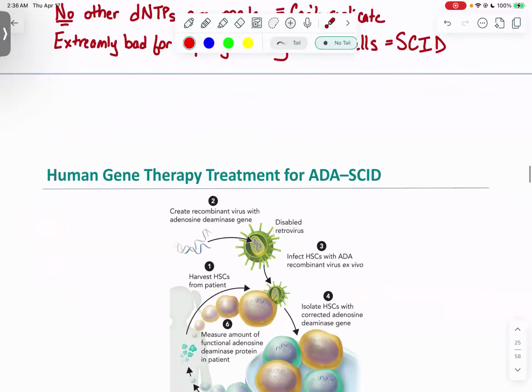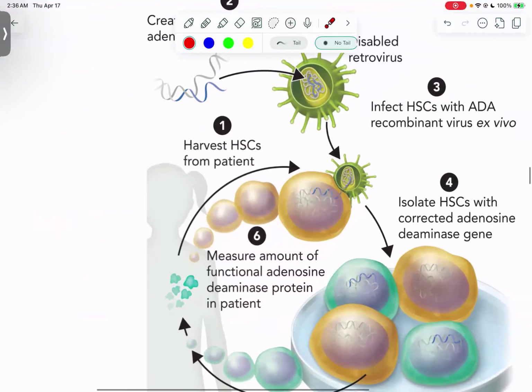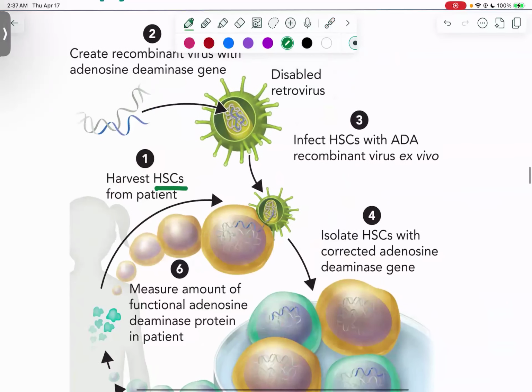But there is an experimental treatment, and it's a gene therapy treatment. And so this is kind of a good place to explain how gene therapy works. What they do is they take out a patient's hematopoietic stem cells, and these live normally in the bone marrow, and they give someone a drug, and that drug tells those hematopoietic stem cells to leave the bone marrow and go into the bloodstream. And so then they can just harvest them from the bloodstream. And they culture them, right? They keep them in a petri dish.